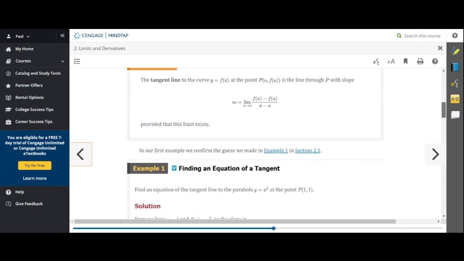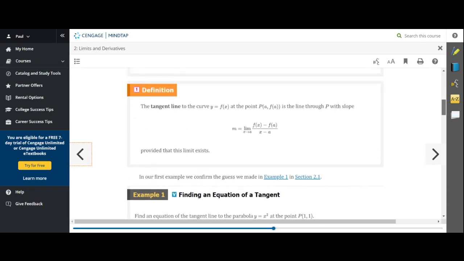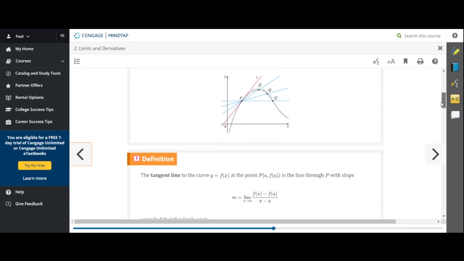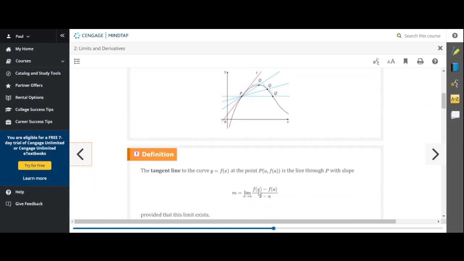So in example 1, they want you to find... Are we okay with this definition, that the slope of the tangent line would be the limit as x approaches a of f of x minus f of a over x minus a? Are we okay on that?